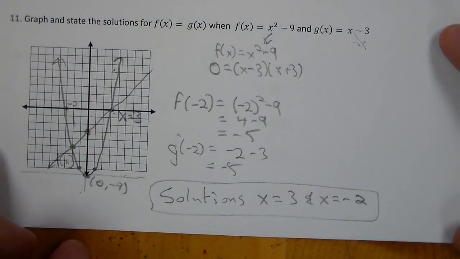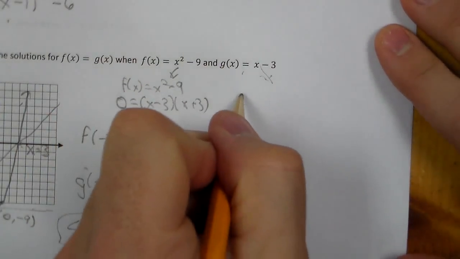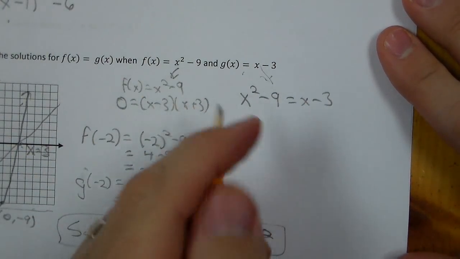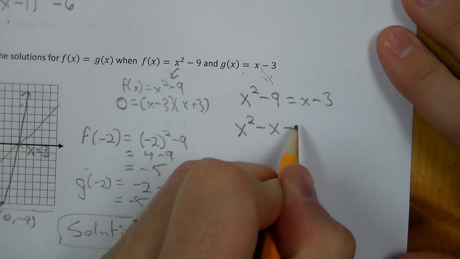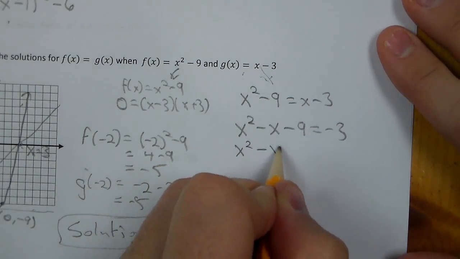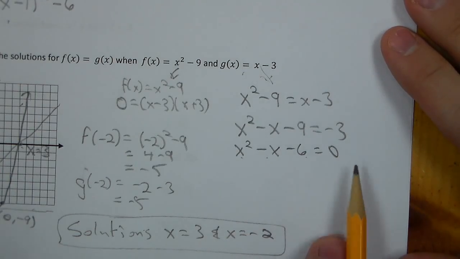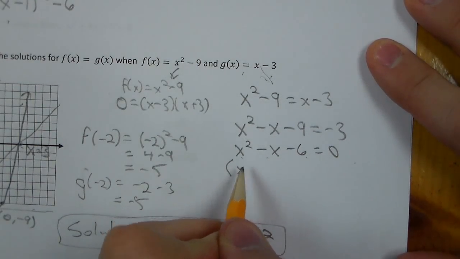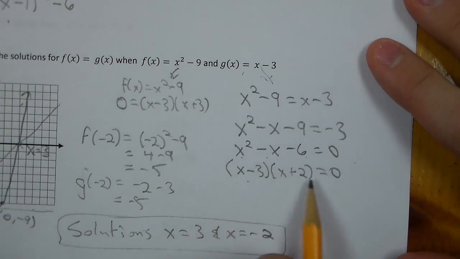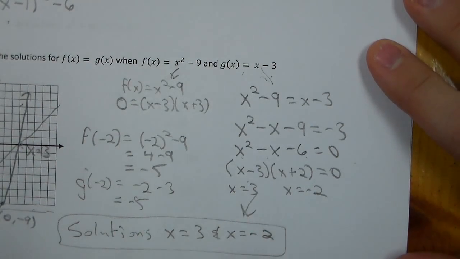The other way you could show this is by solving algebraically. So what I'm going to do is take both of these and set them equal to each other. We get x squared minus 9 equals x minus 3. If we subtract over an x, and then add 3, we have x squared minus x minus 6 equals 0. This factors to be x minus 3, x plus 2, which then, if you set both of them equal to 0, you get x equals 3 and x equals negative 2, which were the same solutions.